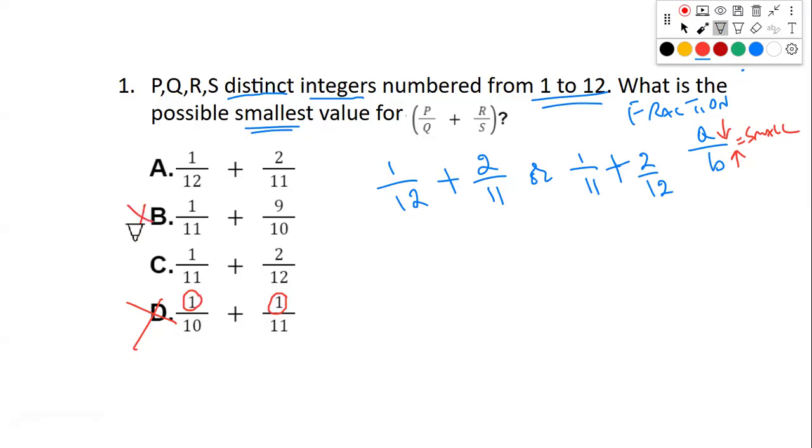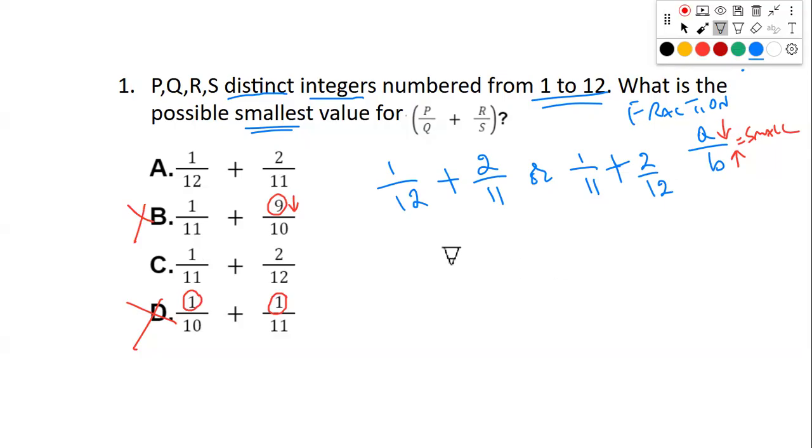I can eliminate B choice also. Why? Because I can have a lower number than 9. I can always have a lower number than 9. Why go for 9? Because I'm looking at the smallest value, my number can be less than 9. So two choices are eliminated, either A or C.